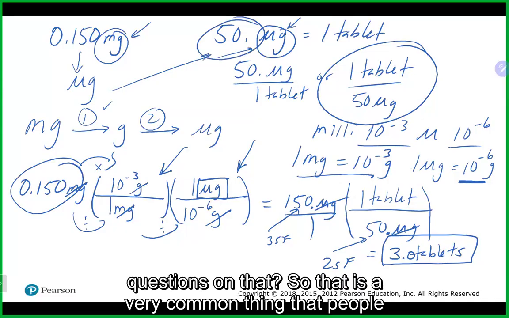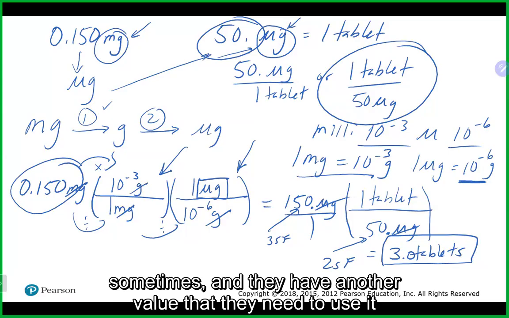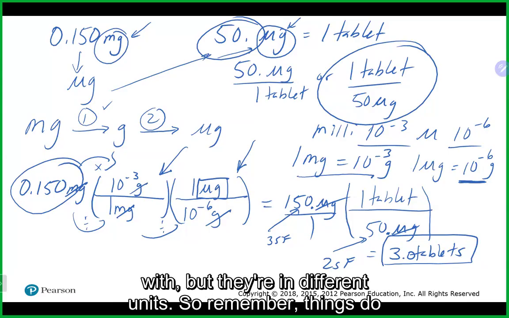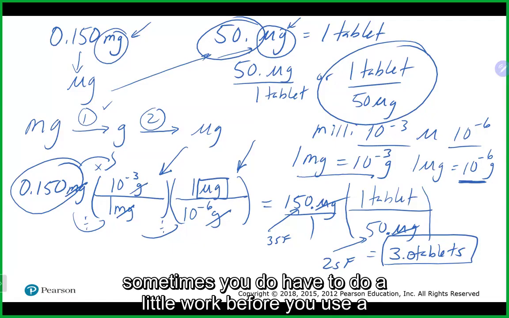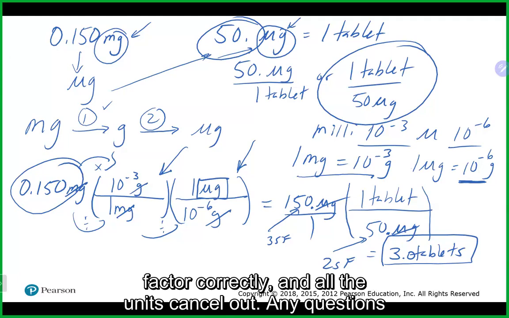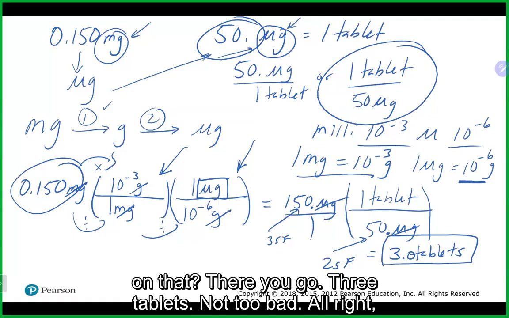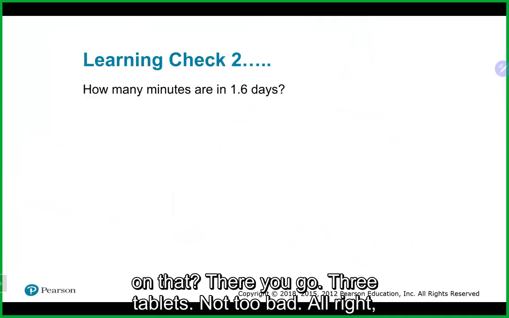So that is a very common thing that people mess up on, which is they have a conversion factor given to them sometimes, and they have another value that they need to use it with, but they're in different units. So remember, things do not cancel out if they are not the exact same unit. So sometimes you do have to do a little work before you use a conversion factor so that you actually can use a conversion factor correctly and all the units cancel out. Any questions on that? There you go, 3 tablets, not too bad.